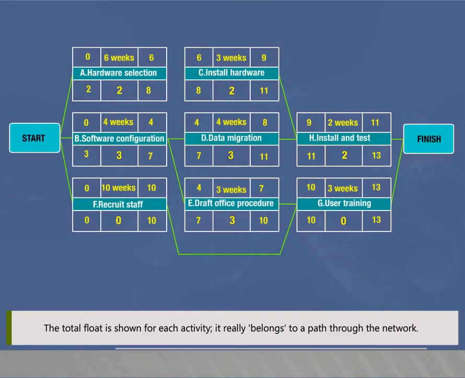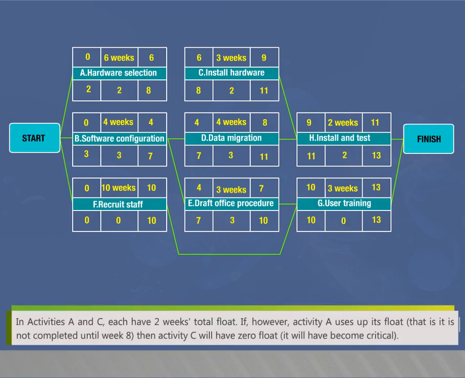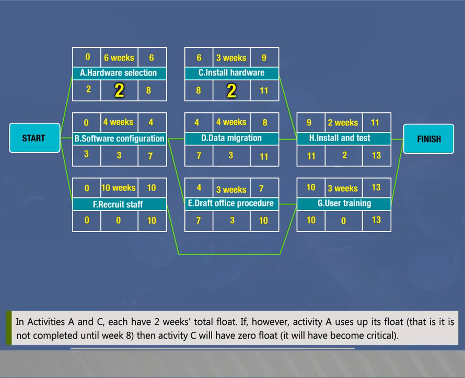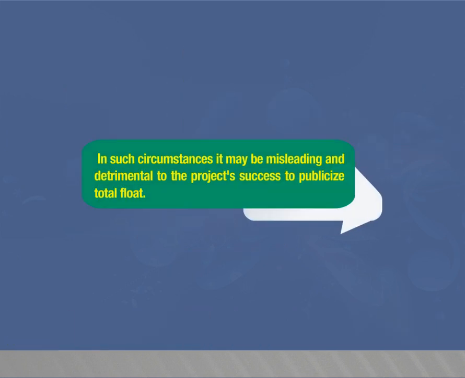Although the total float is shown for each activity, it really belongs to a path through the network. Activities A and C each have 2 weeks total float. If, however, activity A uses up its float, that is, it is not completed until week 8, then activity B will have 0 float. It will become critical. In such circumstances, it may be misleading and detrimental to the project's success to publicize total float.